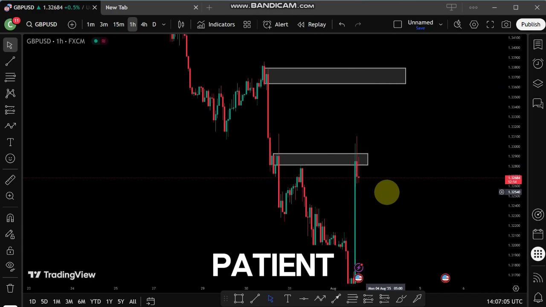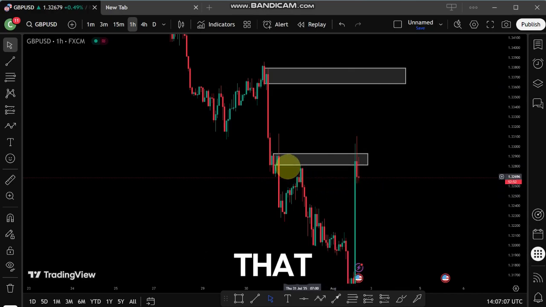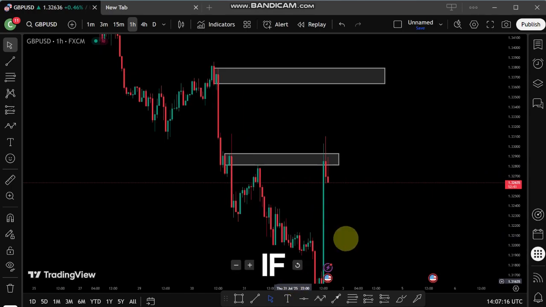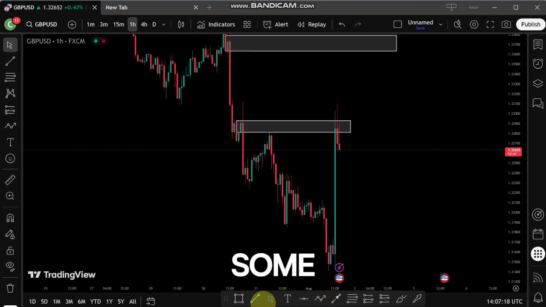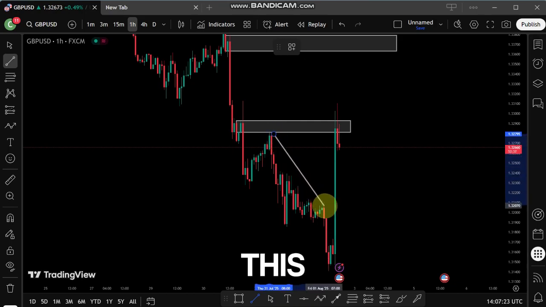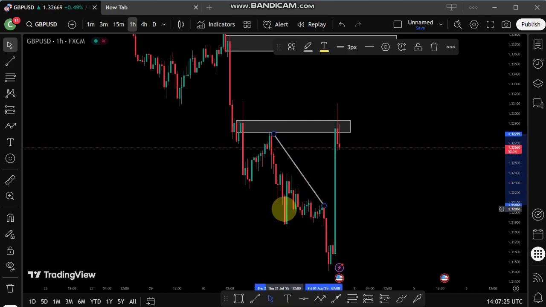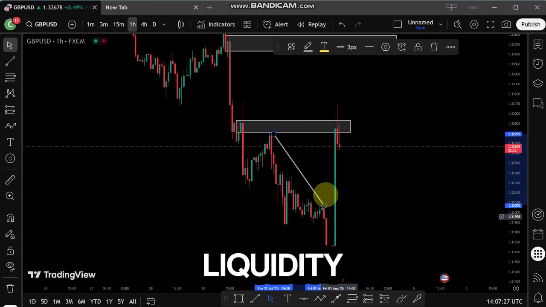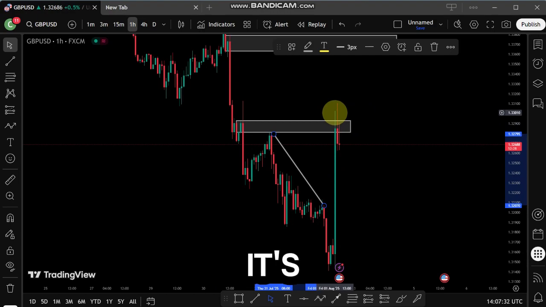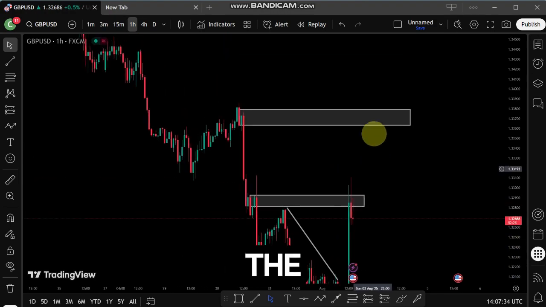But if you are patient enough, I'm thinking that this is the zone that you should take a trade from, and this is what they call the mitigation. And if you also notice, there's some kind of liquidity at this particular place. You will see this when you put this in the 15 minutes time frame. You're going to see some kind of liquidity in this particular place. You can see how price cleared all the liquidity in this particular place. So this is a major zone that price is going to hit in the 1 hour time frame.